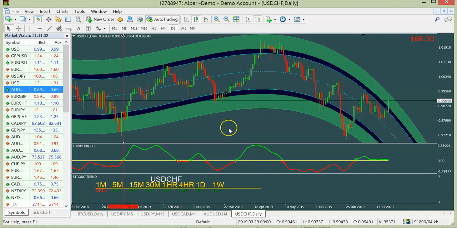The beauty of the system is that you can use it both for binary, both for Forex. You can use it on all time frames, with all pairs, and this is not repainted.